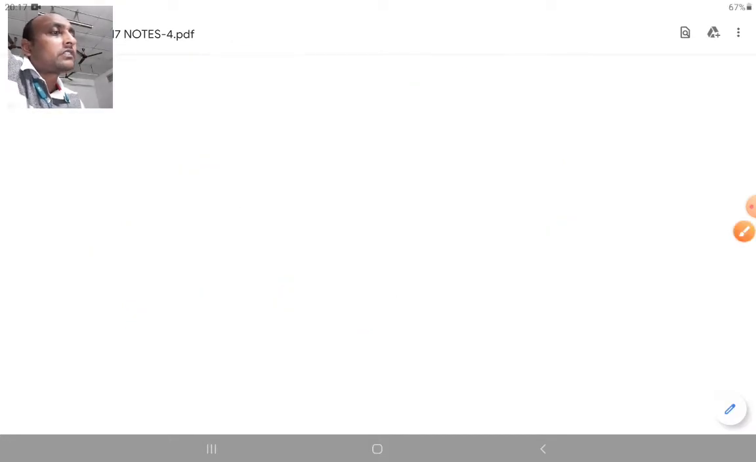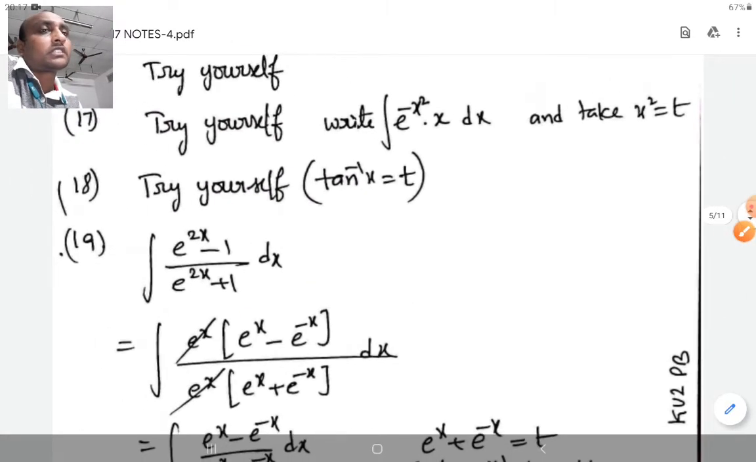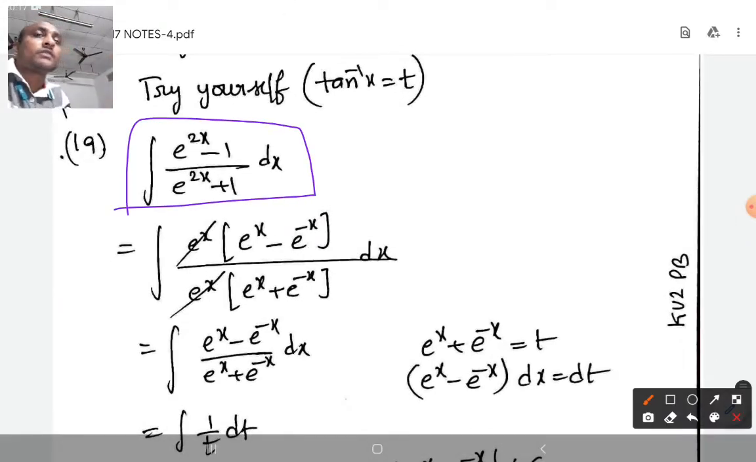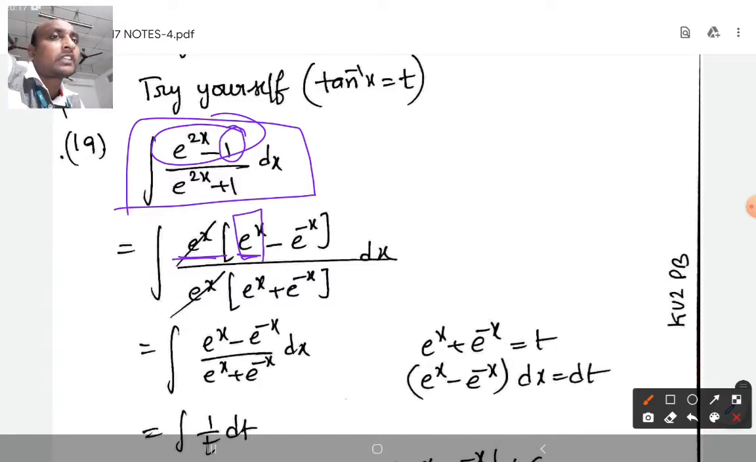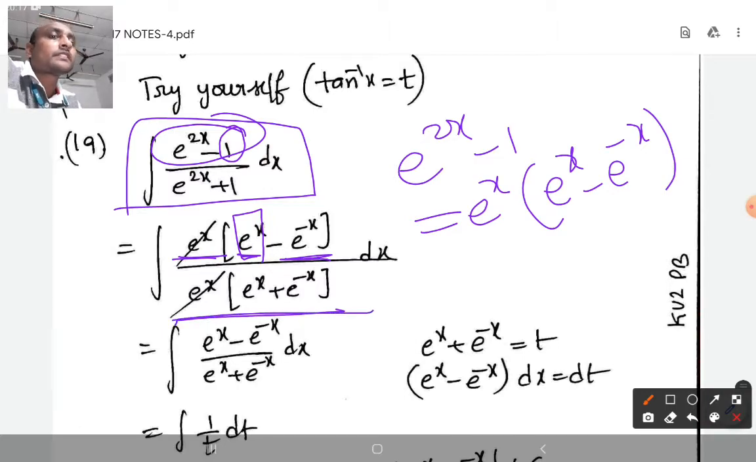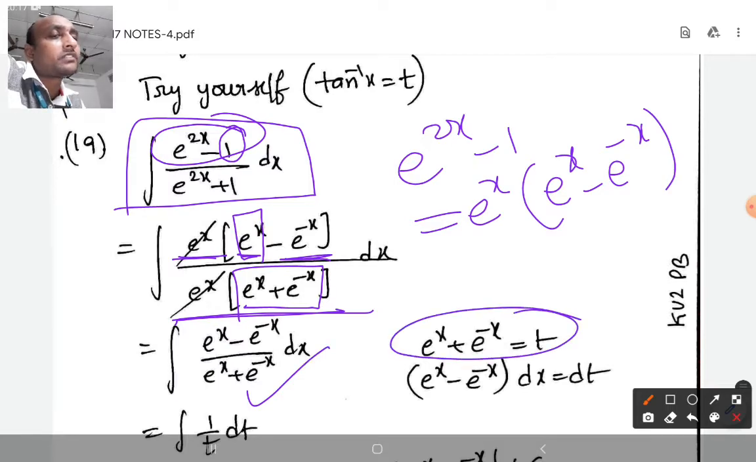Now the 19th question, see. For the 19th question, you cannot integrate by taking something as t. Some simplification is required by taking e power x common. When I take e power x common, e power 2x becomes e power x. Since there is no e power x in the other term, we have taken it common forcibly, so I should write e power minus x. So e power 2x minus 1, after taking common e power x, is e power x into e power x minus e power minus x. Similarly, for the denominator also take e power x common, it will come e power x plus e power minus x. After that, taking the denominator as t, you will get the required answer.